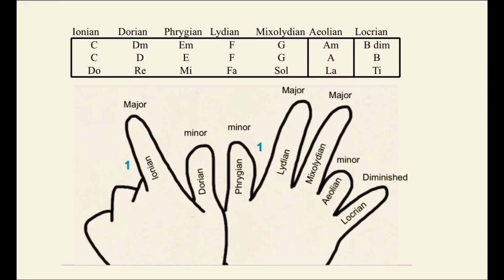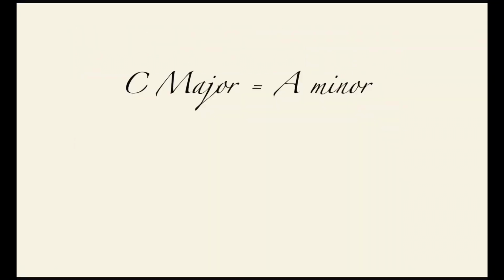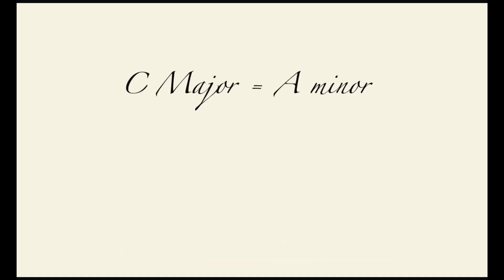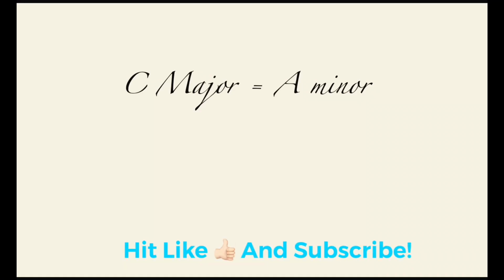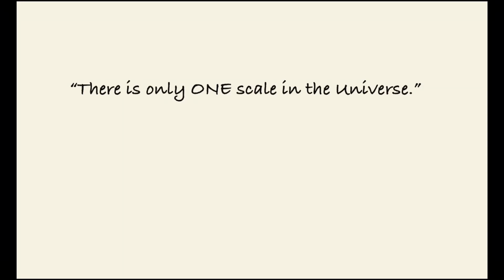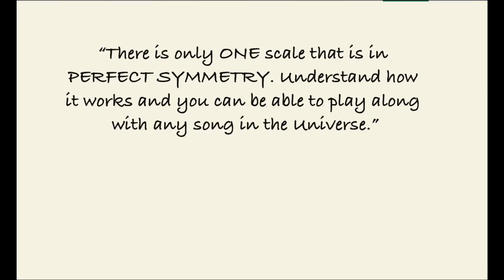I'm going to highlight the Ionian key because it's a system that has been used for centuries already. But always remember that this is a powerful formula. C major is equal to A minor. Knowing this secret alone will enable you to play along with 80 to 90% of the songs that you hear. As I have always said, there is only one scale in the universe. Today I'm going to complete that statement. There is only one scale that is in perfect symmetry. Understand how it works and you can be able to play along with any song in the universe.